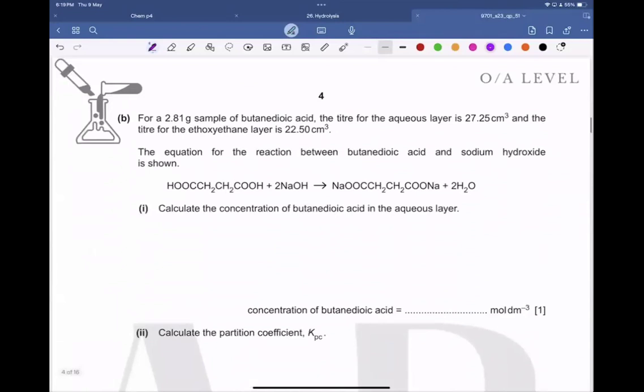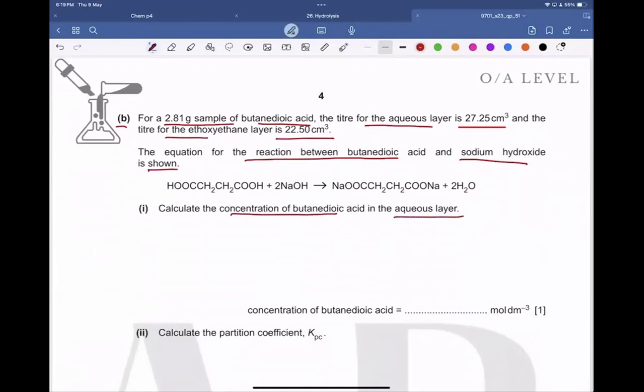Now, part B. For a 2.81 gram sample of butanoic acid, the titer for the aqueous layer is 27.25 centimeter cube and the titer for the ethoxyethane layer is 22.50 centimeter cube. The equation for the reaction between butanoic acid and sodium hydroxide is shown. Calculate the concentration of butanoic acid in the aqueous layer.